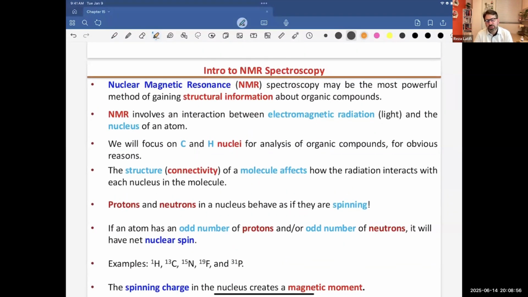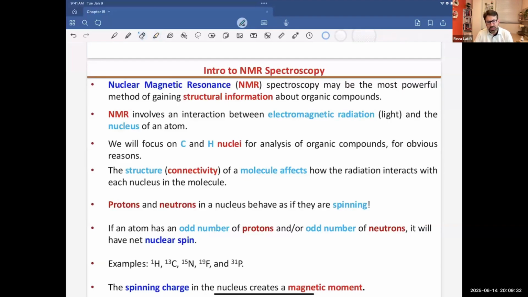NMR is one of the most common and useful techniques in organic chemistry that we use to identify the structure of molecules. In NMR, we are dealing with two things. One is radiation, or technically the frequency that we are sending to the compound, and the second is the nucleus. It depends on what type of nucleus we have inside the molecule. We get a different number of peaks, and also their position may be in a different place.